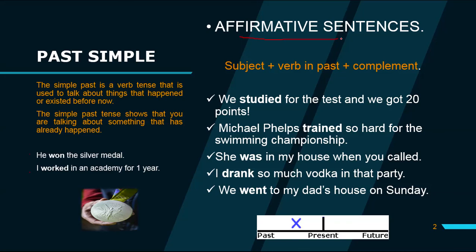Now, how do we form affirmative sentences? So we have to use a subject, verb in past, and we have to use a complement. When you are using a verb in past, we can use either regular or irregular verbs. For example, we studied for the test and we got 20 points.